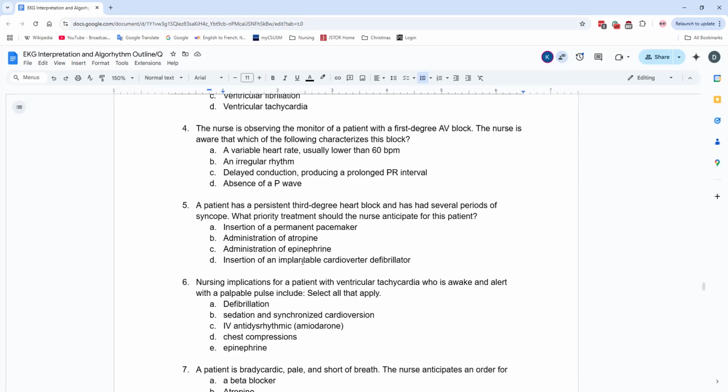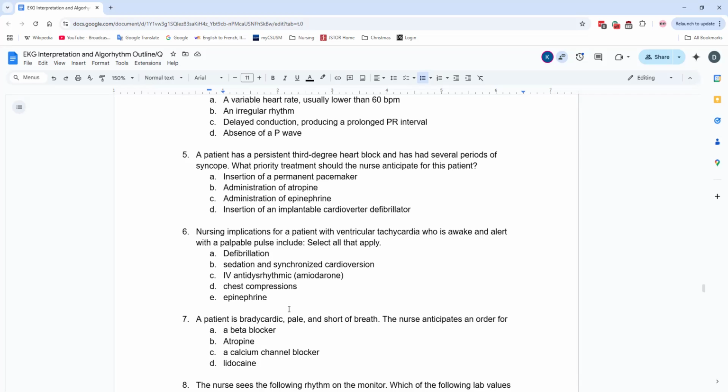So number 5, with that persistent third degree, this patient is very clearly symptomatic as they have experienced several periods of syncope. For this kind of patient, we know that they need a permanent pacemaker. Their heart rate with the third degree will be very low. It will definitely be below 60, probably also below 50, possibly below 40. Who knows? Could be really bad. So the cardiac output is not good. So I need to get their heart rate back up. There's a couple different ways I can do that.